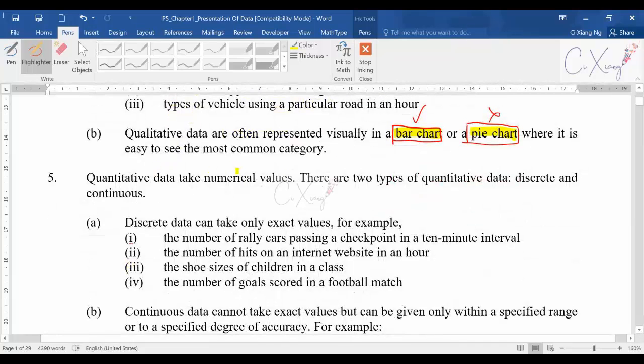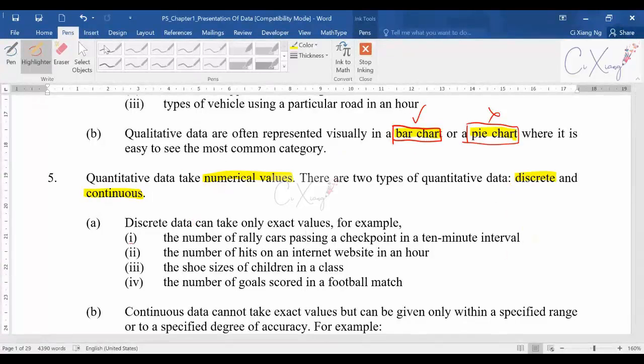For quantitative data, when we ask the question to collect the data, the answer that you get is usually numerical values. And again, when we look into quantitative data, there are two types of them. The first one is discrete, another one is continuous.